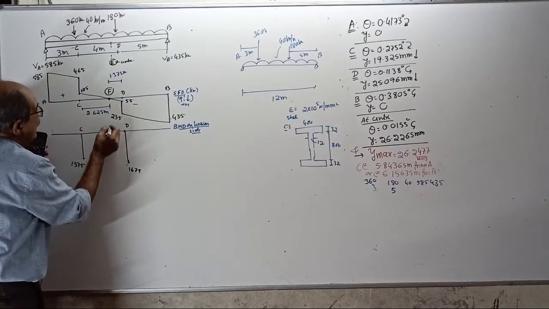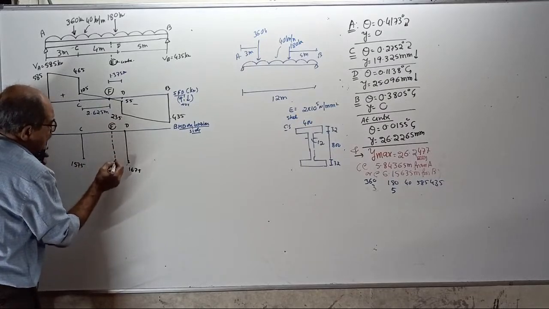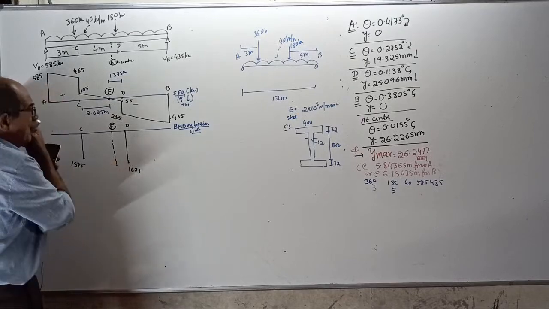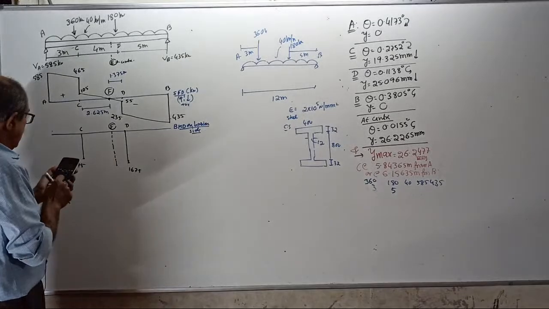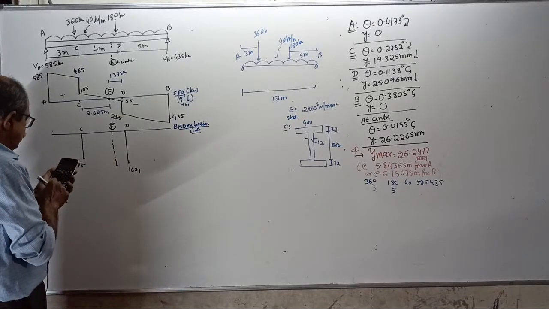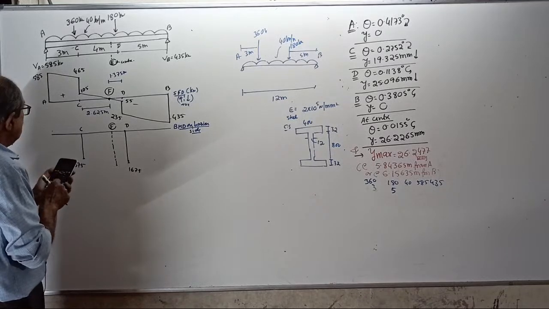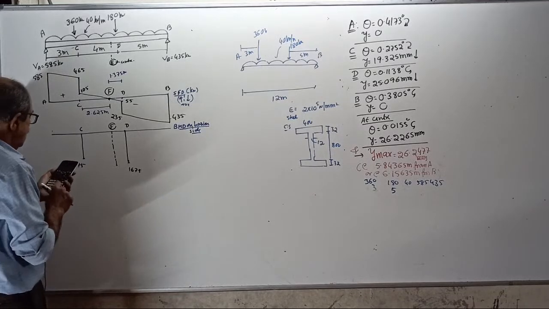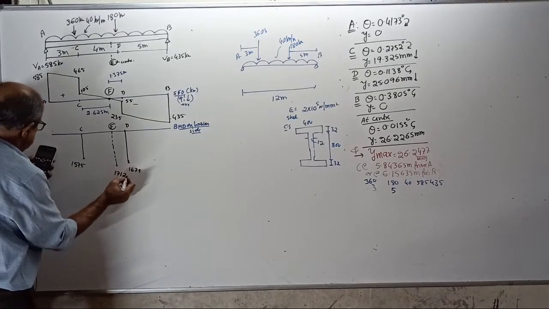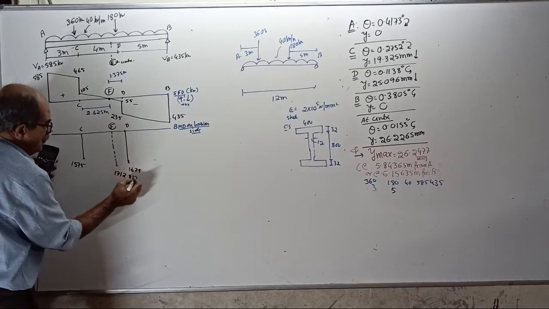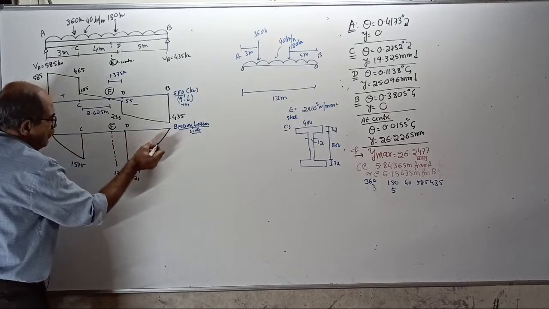Now, you also need BM at E, that is the point F, where the shear force diagram is crossing the baseline. It will come slightly more. I think I told you the answer yesterday. 17 something. 585 into 5.625 minus 40 into 5.625 square divided by 2 minus 360 into 2.625. That is 1712.8125, a little more.